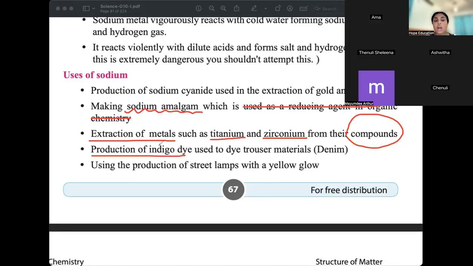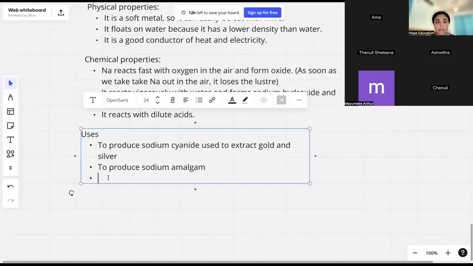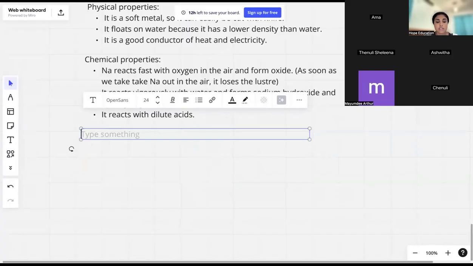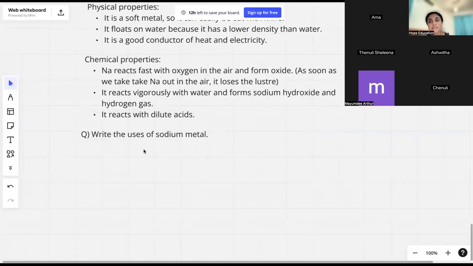Good. I will not give you time to write the uses of sodium right now. Write a question, children. I told you today we have a lot of theory, because we need to learn about all of these. So let's write a question without writing the uses. Write Q: Write the uses of sodium metal. Leave about 5, 6, 7 lines, then put the topic magnesium.